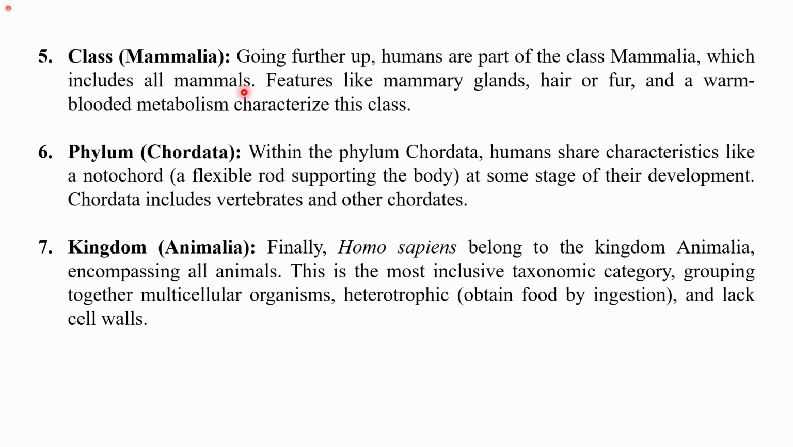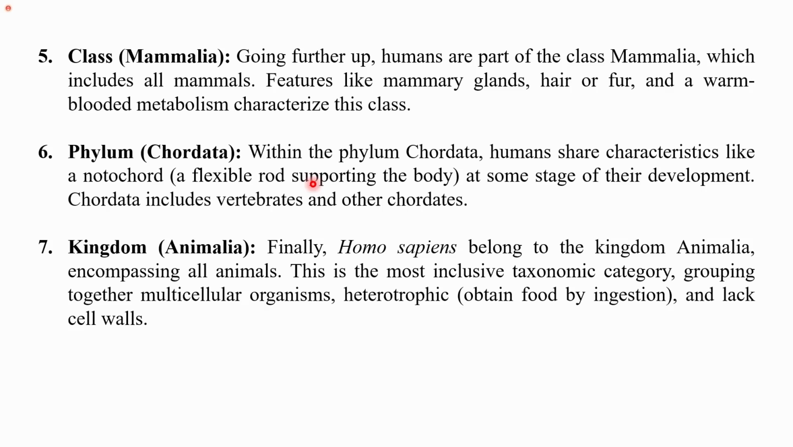Now, all the members of the class Mammalia belong to the phylum Chordata. Within the phylum Chordata, humans share characteristics like a notochord, a flexible rod supporting the body at some stage of their development. So Chordata can include vertebrates and other chordates. Basically vertebrates and non-vertebrates will all come under this category. And then we have kingdom Animalia. So finally, Homo sapiens belong to the kingdom Animalia that encompasses all the animals.